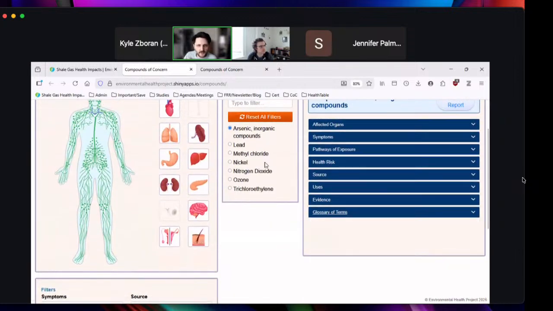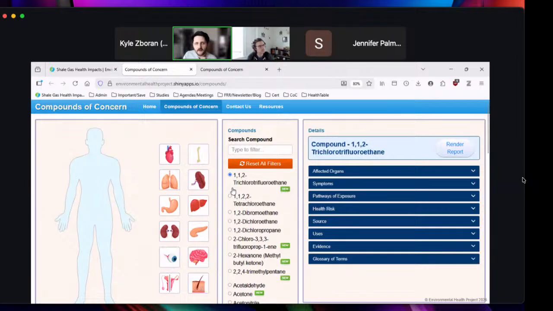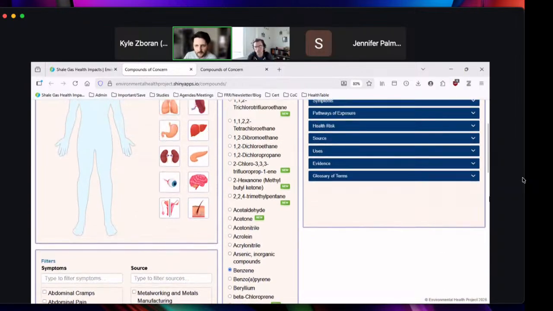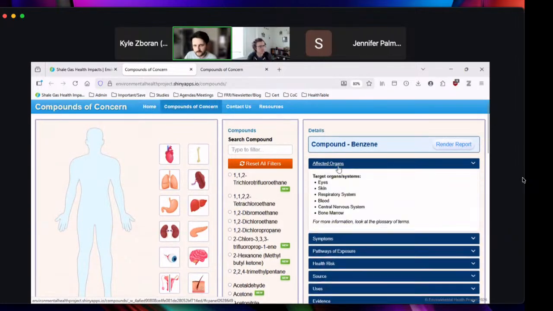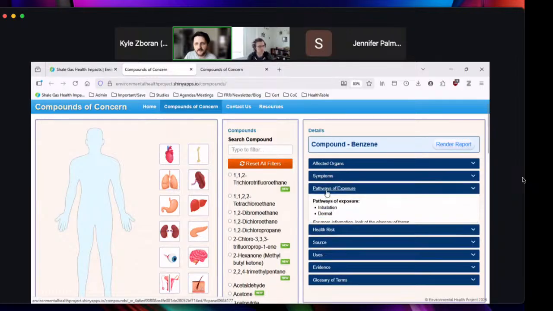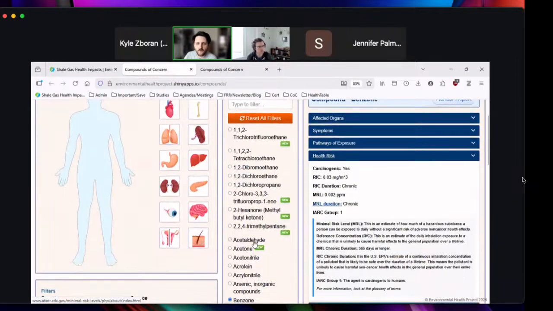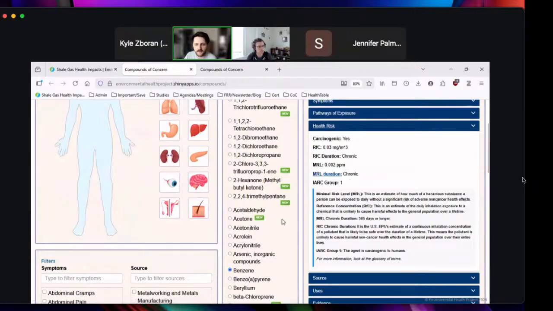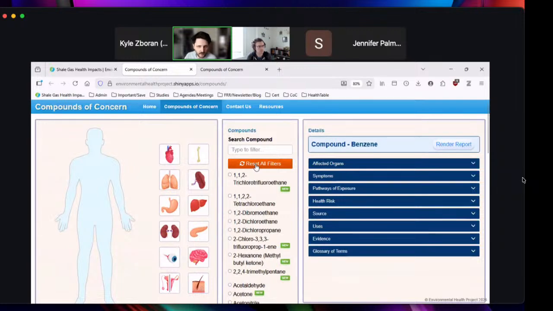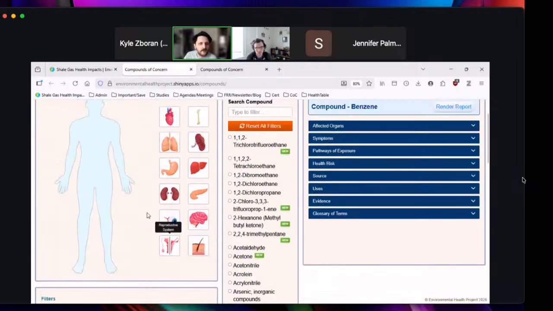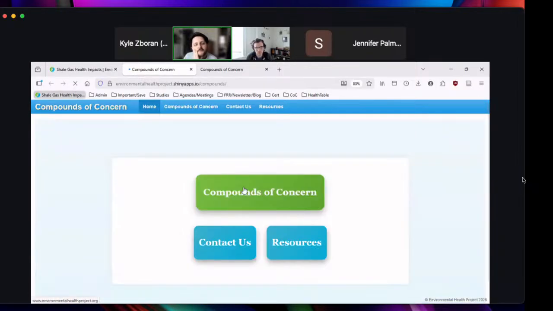So another way we can reset everything is by clicking reset. Another way you might approach the tool is if you already know the compound you're interested in. Benzene is a good one, common in a lot of EHP work. So you'll change it up here again. You'll get all the same information as before, but that can be one way to categorize and search that way, if you already know the compound that you're interested in. Sometimes the reset doesn't work. Just refresh.